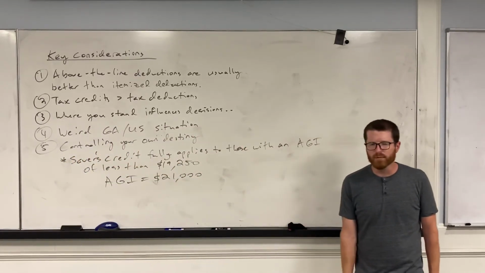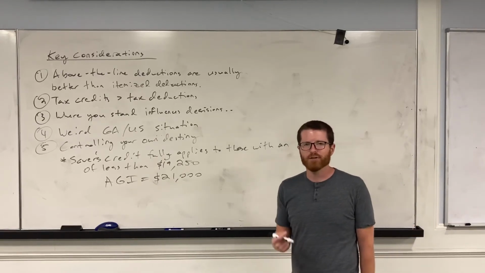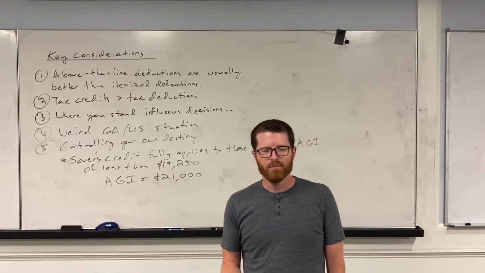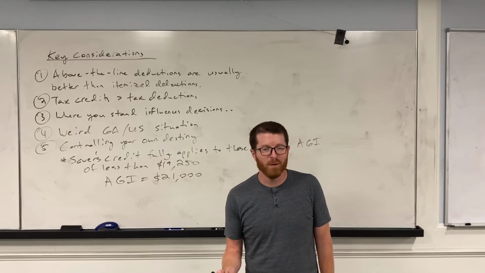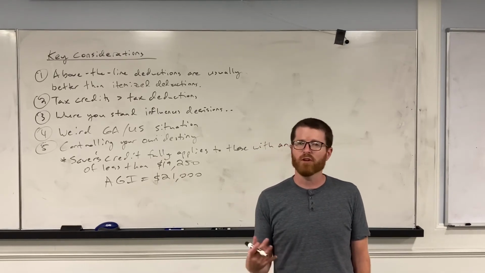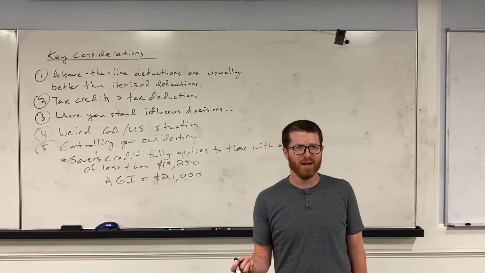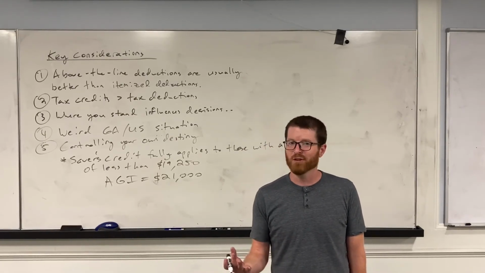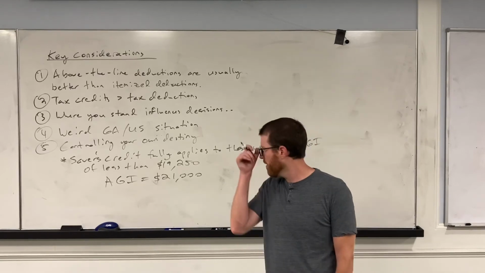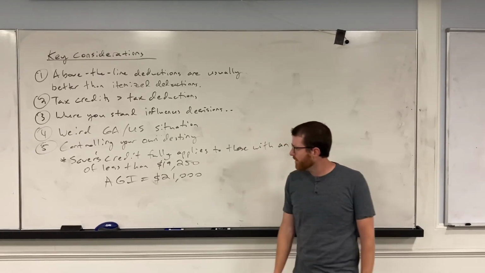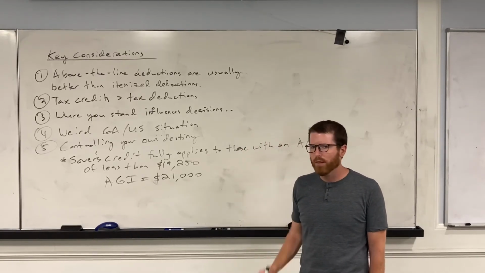Okay? Think about how that information is useful to you. Most people don't know what their AGI is. Most people, if you ask them what an AGI is, they're not even going to really fully understand what it means. Usually it's people that have a lot of money that know what an AGI is because they have the incentive to learn. You already know, okay? So if you figure out that your AGI is $21,000, think about what that means.